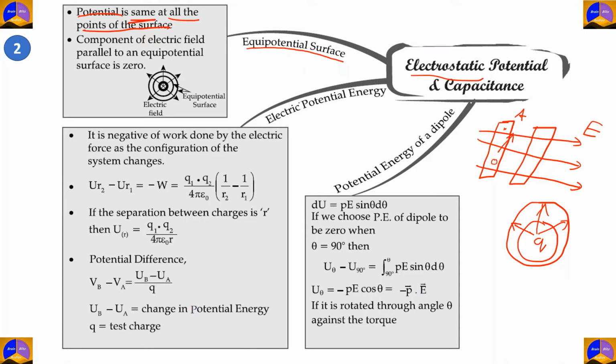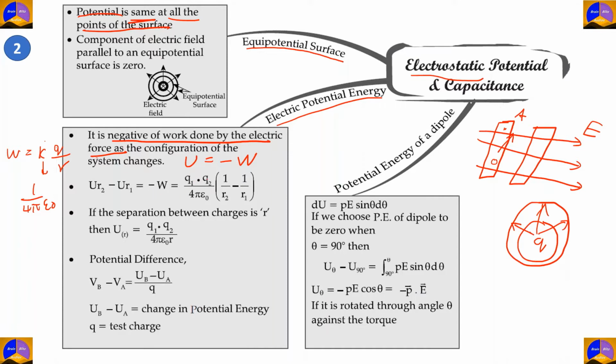From equipotential surfaces, let's move on to electric potential energy. According to our textbook, electric potential energy is referred to as the negative of work done by the electric force. The work done is equal to K, which is the constant 1 by 4 pi epsilon naught Q by R. And electric potential energy, which is represented by U, is minus W, where W is the work done. So electric potential energy is the negative of work done by the electric force as the configuration of the system changes.